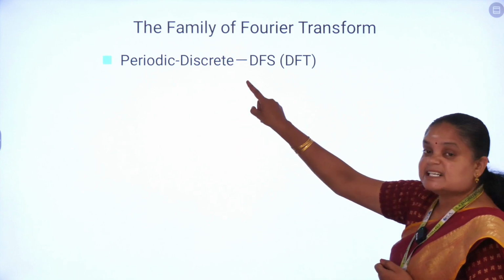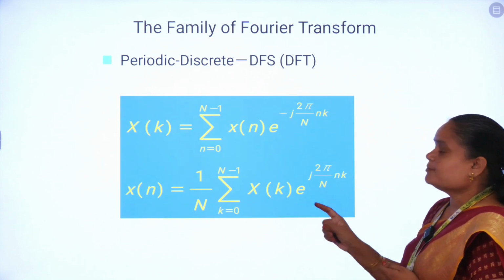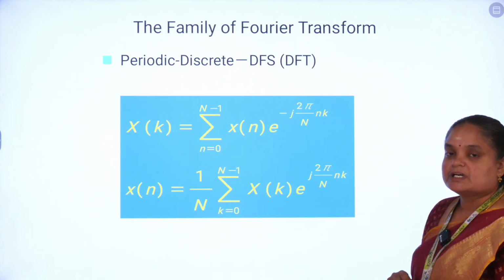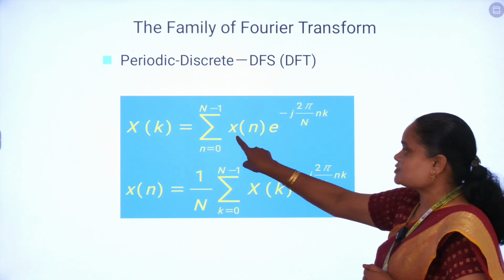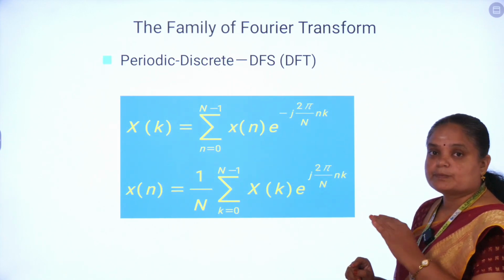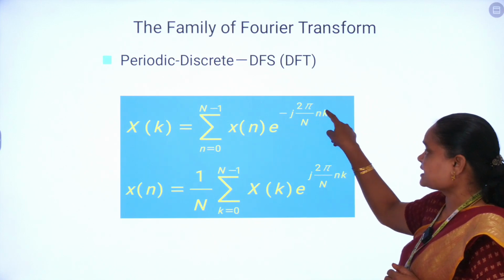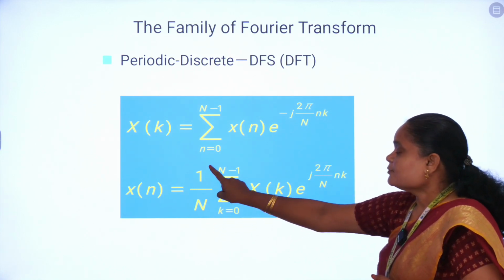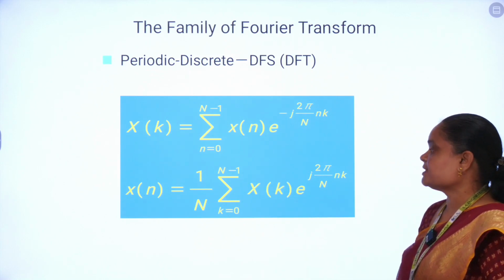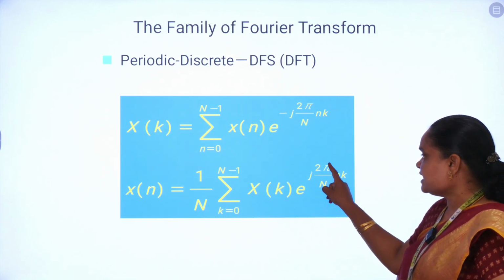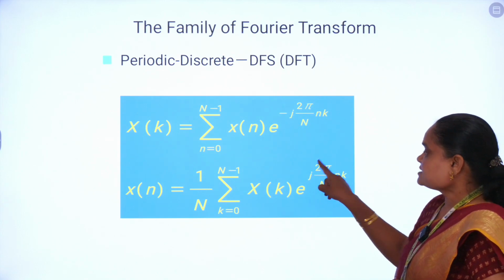And then periodic discrete means we go for DFT. This formula is used to convert time domain to frequency domain. X of k is summation n equal to 0 to N minus 1, x of n e power minus j 2 pi by N nk. And N is the number of samples, n is the current sample. X of n is 1 by N, this is the inverse DFT, 1 by N summation k equal to 0 to N minus 1, x of k e power j 2 pi by N nk. This is minus, this is plus.